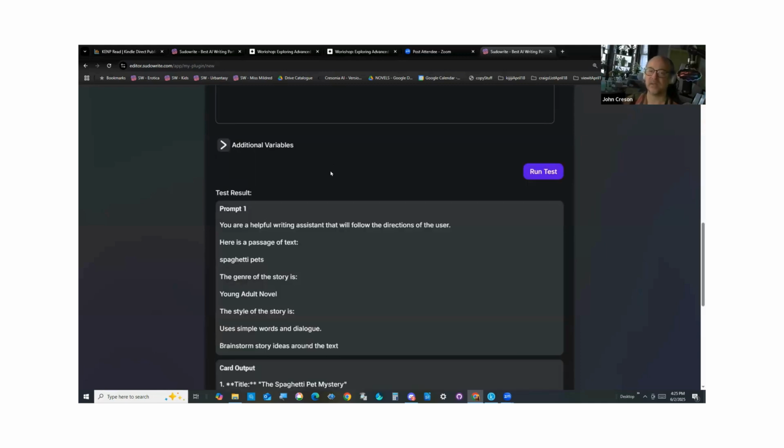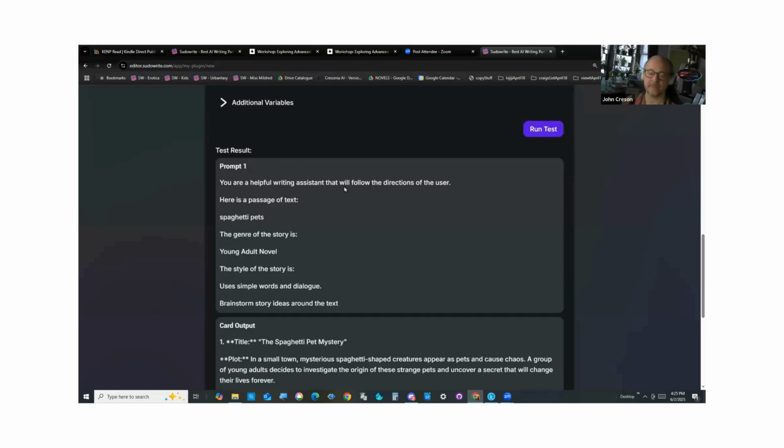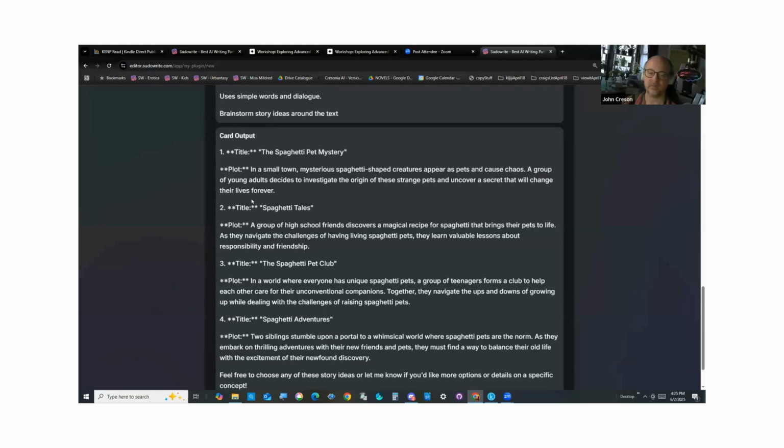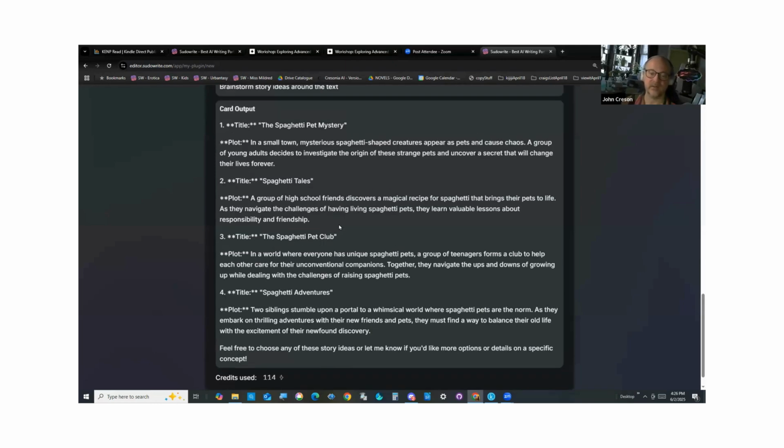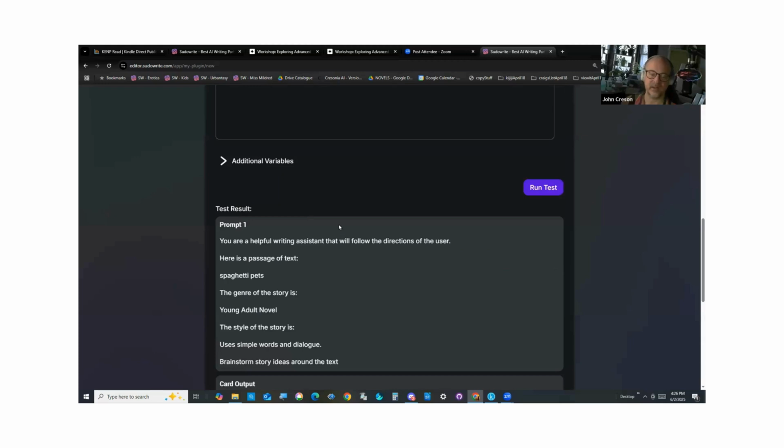Because this is not meant to be something that you work in a lot in terms of trying to get work done. It's just to test the plugin that you're making right now. So the spaghetti mystery plot: in a small town of mystery, spaghetti-shaped creatures appear as pets and cause chaos. Feel free to choose. Nice. So I love some of these ideas, and it's kind of fun with spaghetti pets.